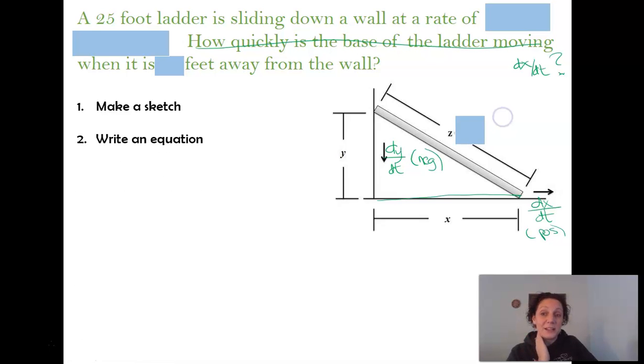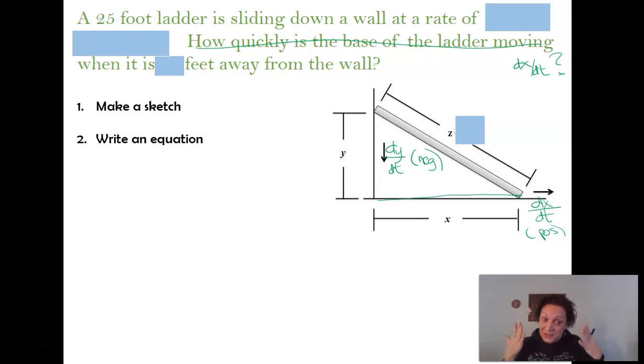The next thing we do is write an equation. So look at the picture you have. What you're looking for is an equation that relates the variables that are in play here. I know x has to be in the equation because I need a dx/dt. y has to be in the equation because I need a dy/dt. There might be other stuff in the equation, but you've got to have x and y. So I need an equation that will relate x and y for me.